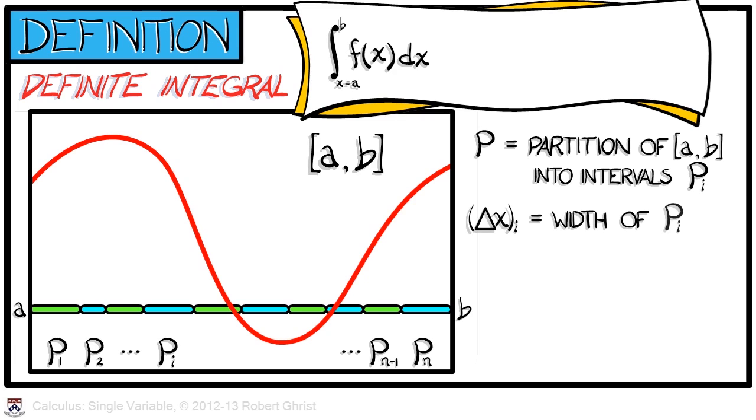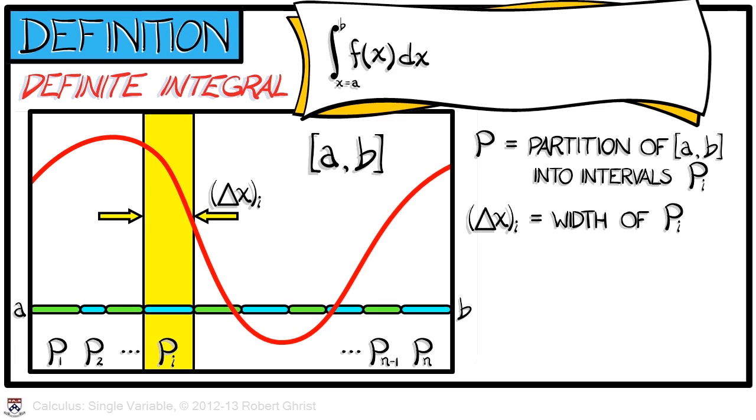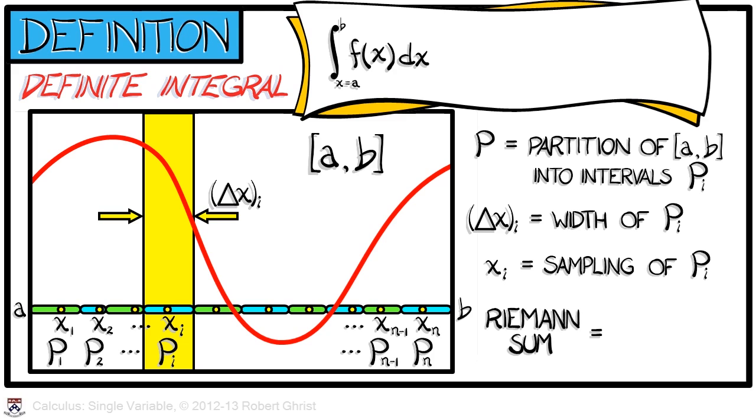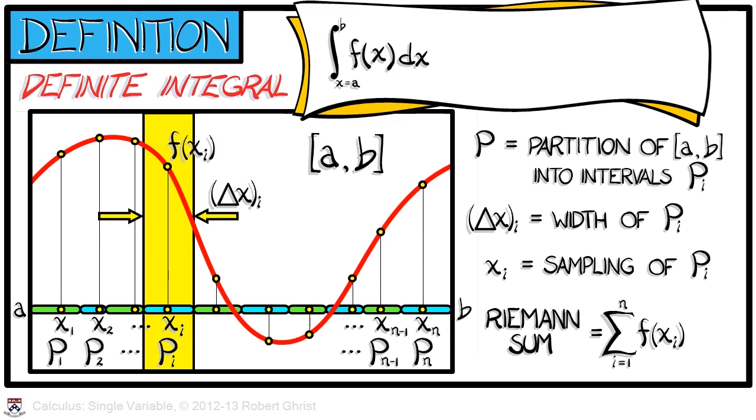Now, each subinterval has a width associated to it. This is called delta x sub i. Within each partition element, we choose a point x sub i that is within P sub i. This is called a sampling. Now, it doesn't matter which point you choose. Just pick one per subinterval. Then, we first define the Riemann sum to be the sum as i goes from 1 to n of f evaluated at the sampling point times the width, delta x sub i, of the partition element.